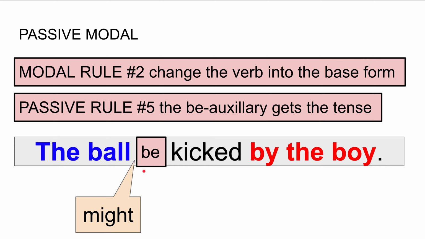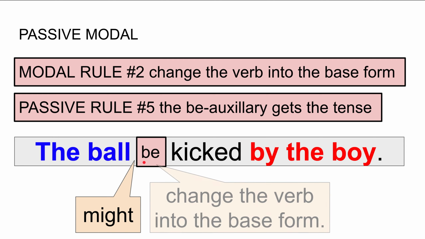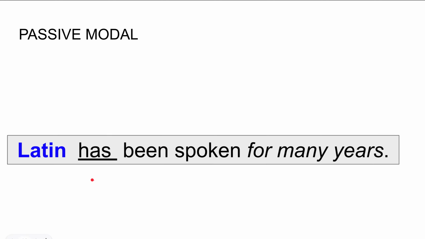Okay, this is what we have to change: the verb into the base form. So might be kicked by the boy. Moving on. Here is another passive rule. We're going to be looking at present perfect passives. So Latin has been spoken for many years. Has been. Okay, let's see how adding a modal affects has been spoken.